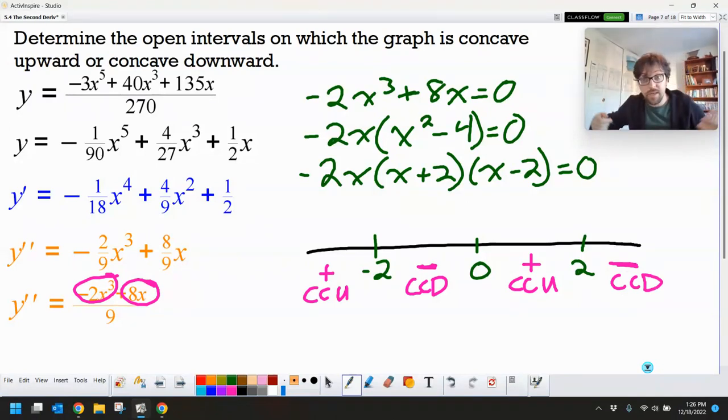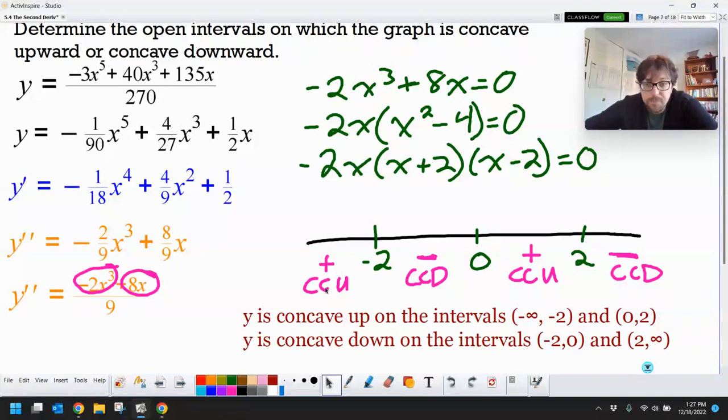Now all we got to do is just write a sentence. So y is concave up on the intervals of negative infinity to negative 2 and 0 to 2, and y is concave down on the intervals of negative 2 to 0 and then 2 to infinity. As soon as we check that one number on each one of these intervals, then everything is going to be working out.